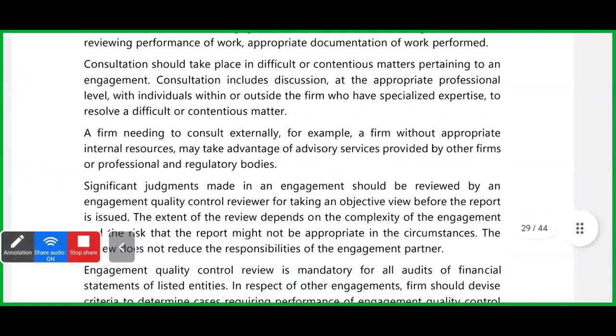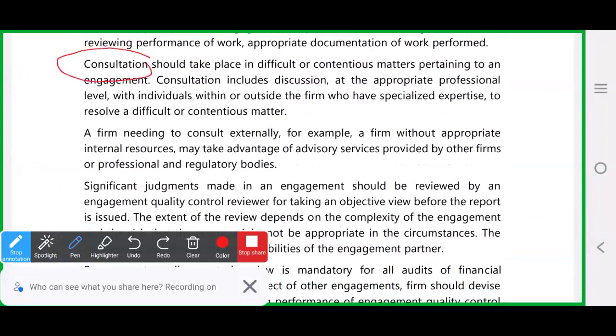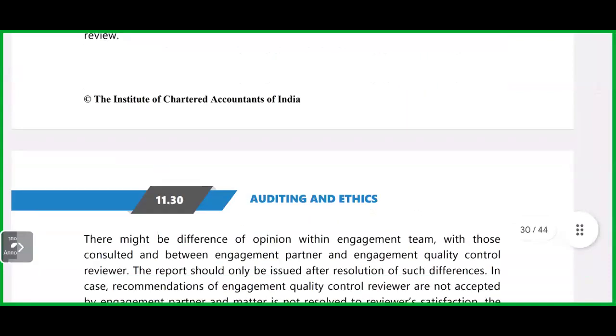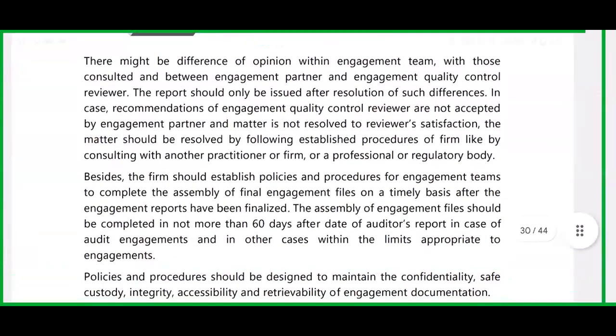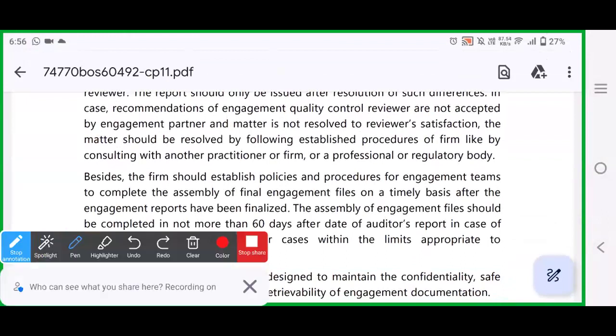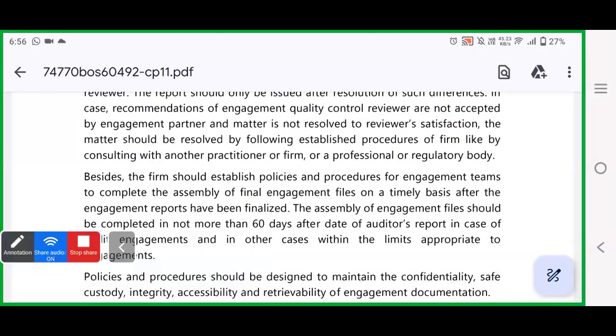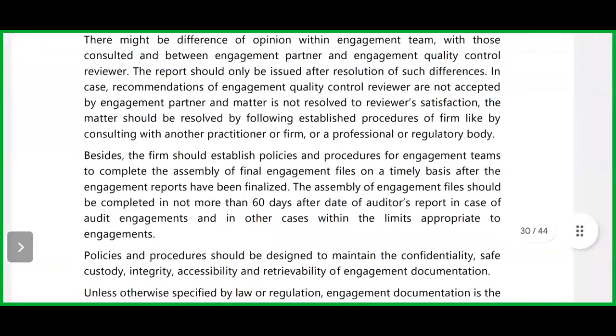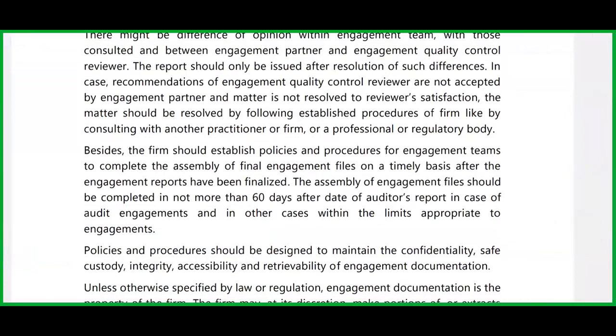Consultation should take place, that is, discussion should take place wherever expertise is required. Significant judgments are required on the part of the auditor to review the quality control, and engagement quality review is mandatory for audit. In case there is a difference of opinion, where the firm is considering something else and the auditor has something else in mind, the report should only be issued after resolution of the difference.